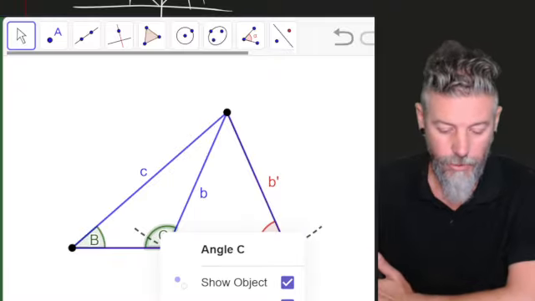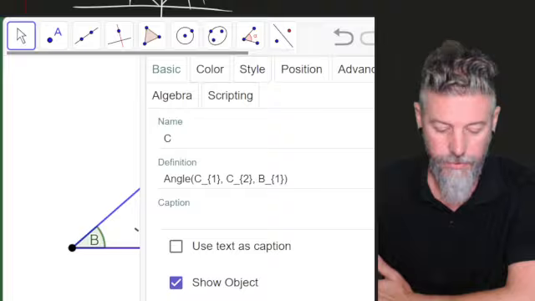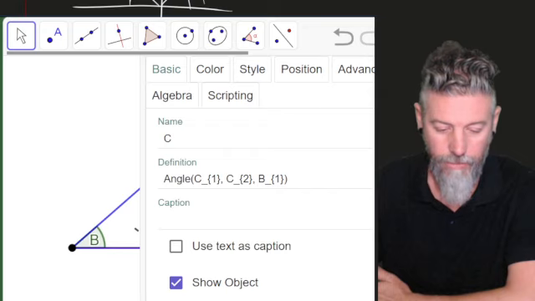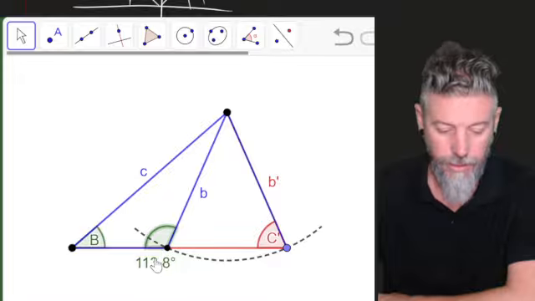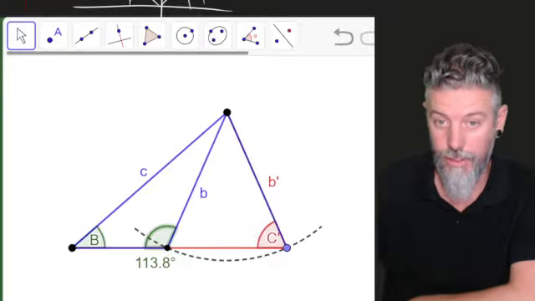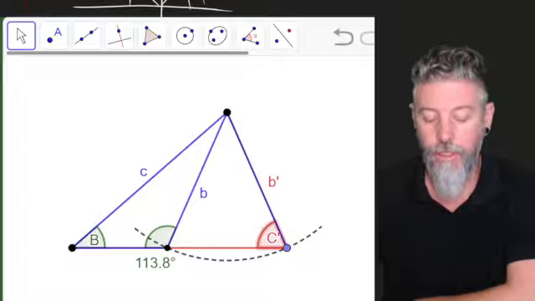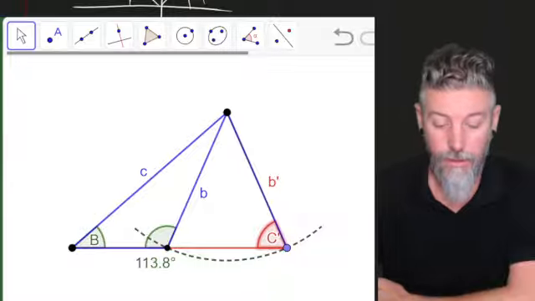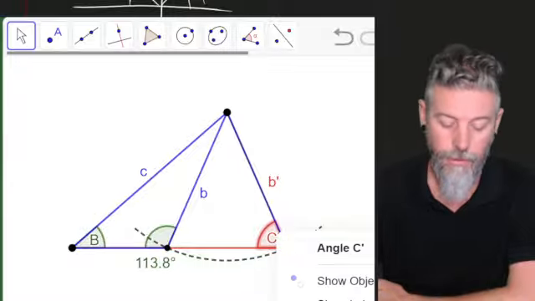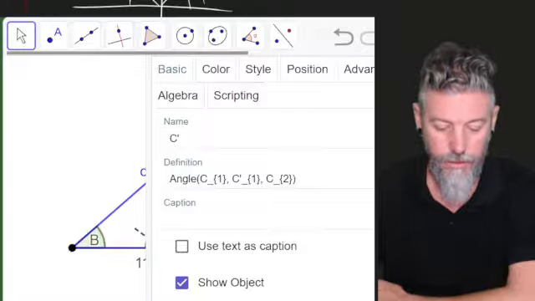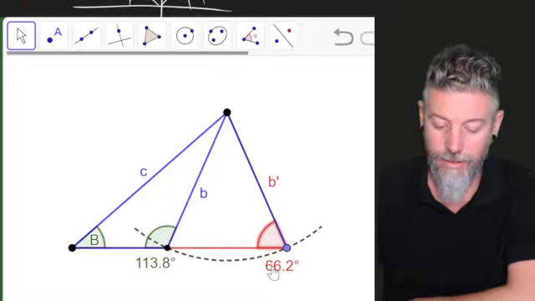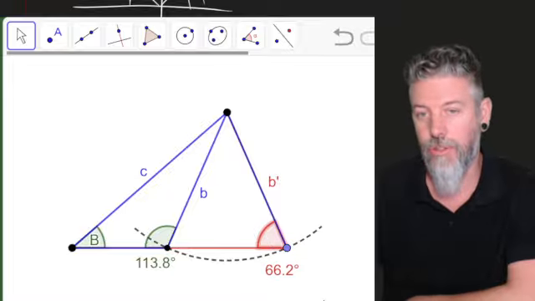So let's go and have a little look here in the settings, and let's go and change it to giving it a value of this angle. And so the value that it's giving here is 113.8 degrees. So over here at C dash, we should expect something like 66.2 degrees. So let's change the settings and let's change it to its value. And here it is, 66.2 degrees.